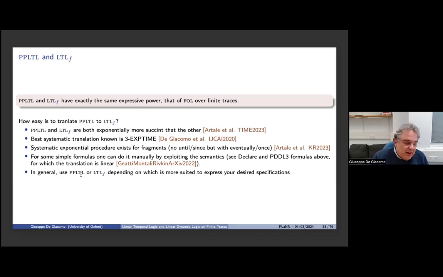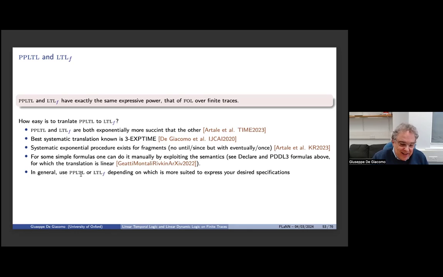The best techniques that are available are 3EXPTIME. For example, there is a discussion in this survey that we published in, I think, July 2020. Essentially, no one has really looked into a good way of doing this translation yet.